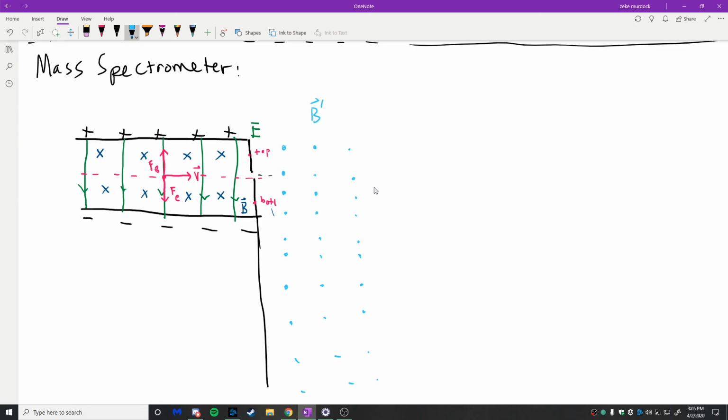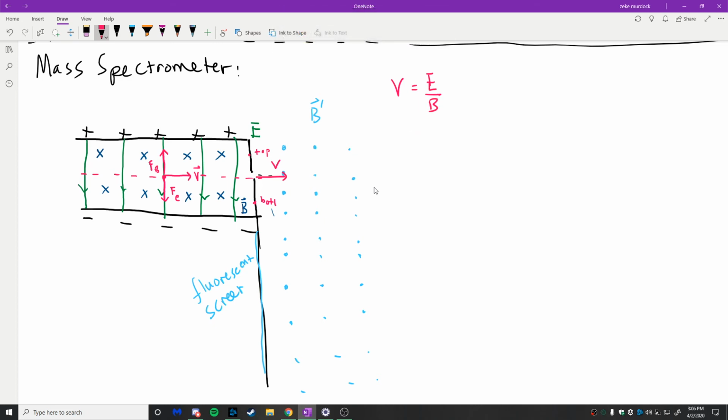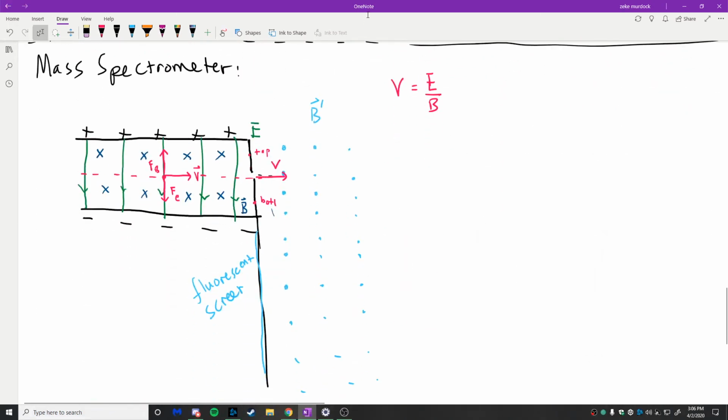And then here what we have is some type of screen, like a fluorescent screen. That's what this whole thing here is, fluorescent screen. Now suppose a particle comes out of our machine here, and it comes out with a velocity in this direction. We know the velocity of the particle was equal to the electric field divided by the magnetic field, E over B. That's what we proved in the last part. That's the velocity it comes out with.